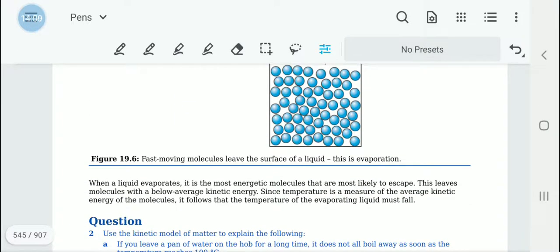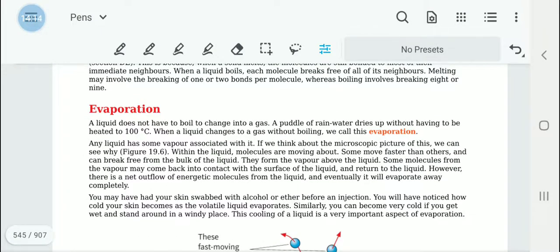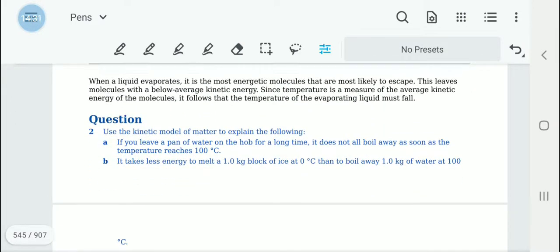You have to remember that it happens because of fast moving particles. There is a high average kinetic energy, but some molecules will have higher kinetic energy than the others. So there is a net outflow of energetic molecules from the liquid, and that results in leaving below average kinetic energy molecules in the liquid.